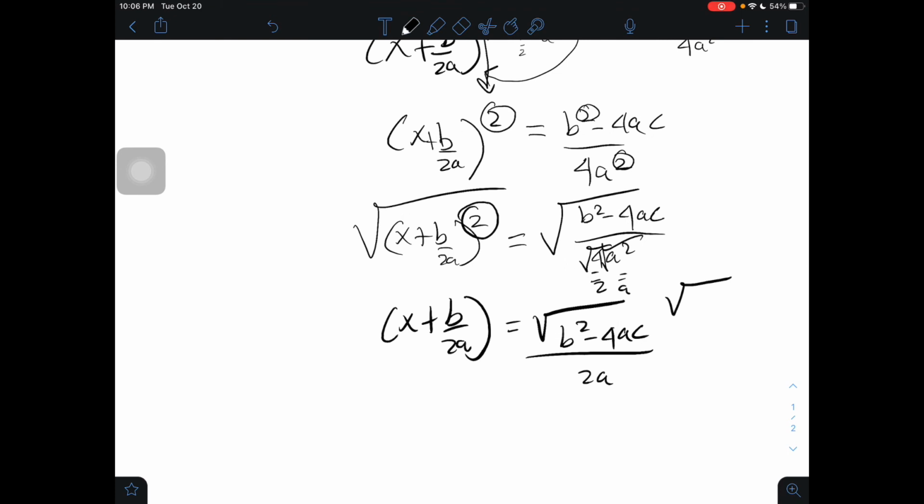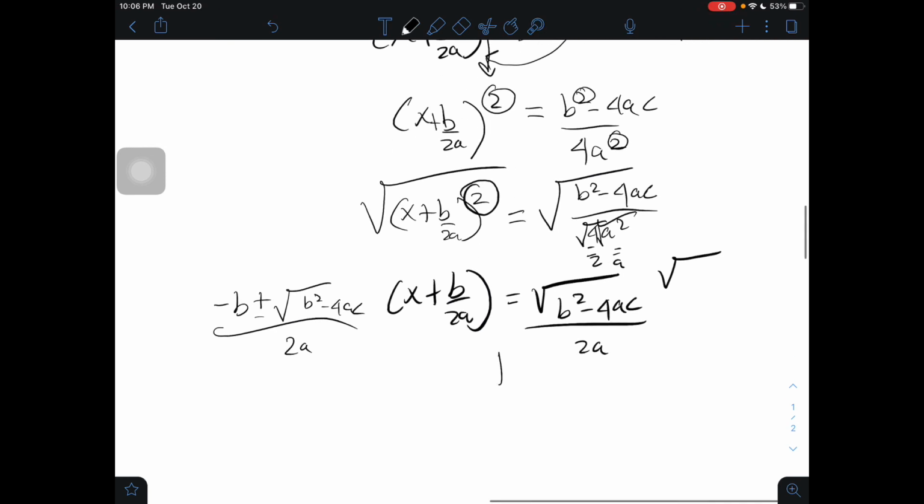Now, remember again, the quadratic formula is negative b plus or minus the square root of b squared minus 4ac all over 2a. We're really close to that, as you can see. We have our b squared minus 4ac, we have our 2a's. We want to get this x by itself. So we're going to subtract b over 2a from both sides. That gives us x equals negative b over 2a, and our denominators are the same, so it'll just continue throughout the whole fraction, 2a.